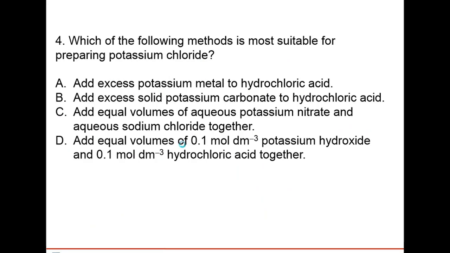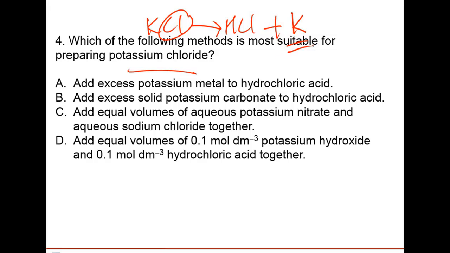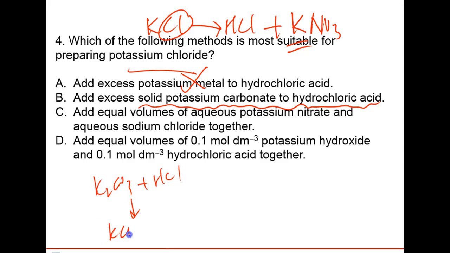Question number 4. Which of the following methods is most suitable for preparing potassium chloride, KCl? So we know Cl must come from HCl. The K component cannot be the metal itself because it is too reactive. So you must use K something, maybe potassium nitrate. So this method is confirmed wrong because it's the metal. Add excess solid potassium carbonate to hydrochloric acid: K2CO3 plus HCl. We will get KCl plus H2O plus CO2.